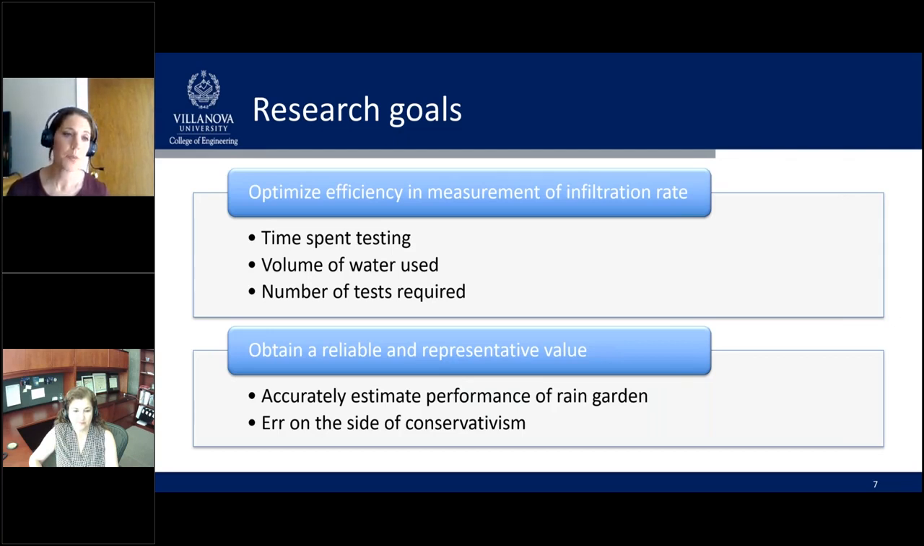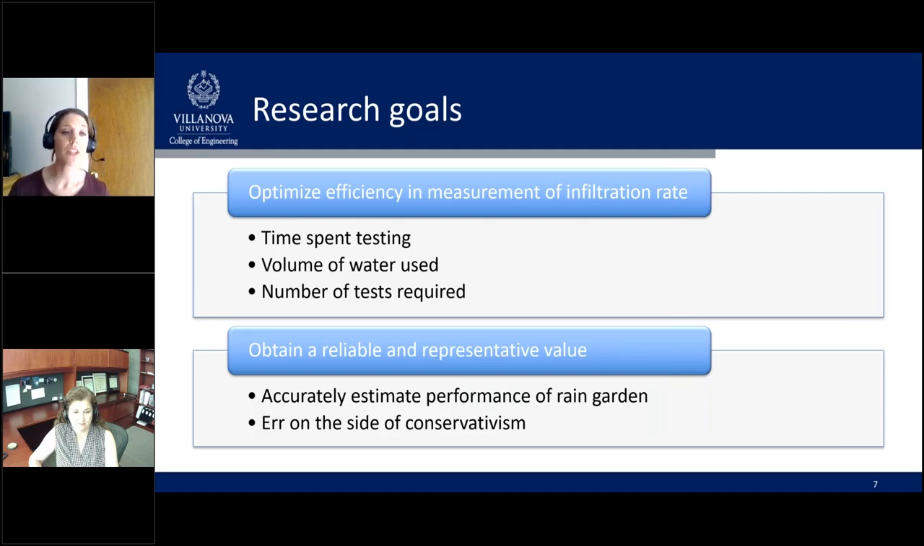Considerations related to testing efficiency include the time you actually spend performing the infiltration testing, the volume of water needed for each test that you have to lug out there with you, and the number of required locations for spot infiltration tests. All those things relate to the efficiency of testing. It's that third bullet in particular that drives the question at the backbone of today's presentation. For the 5 different sites included in this study, could we identify a minimum number of tests that would provide a reliable and representative value of infiltration for the rain garden?